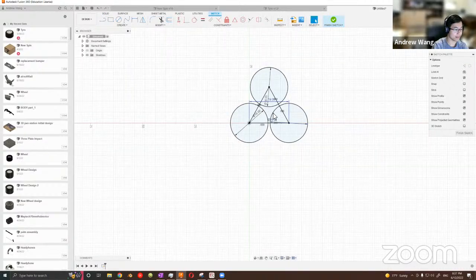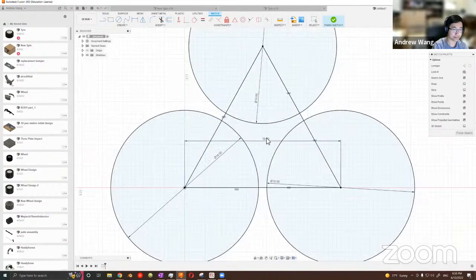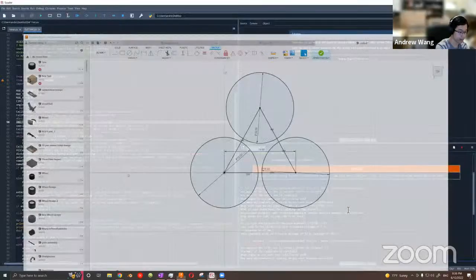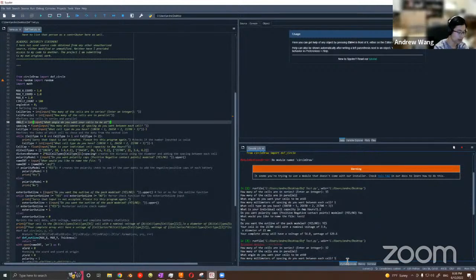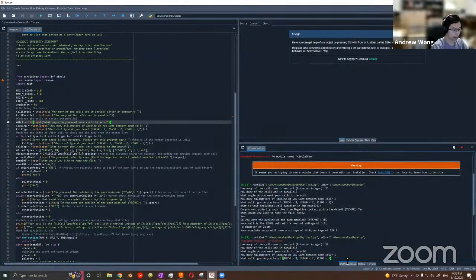That kind of times to the math over here. So let's make it 1 millimeter spacing. And what cell type? I've already pre-programmed each cell type. These are the 3 most common cell types I've used. So 18650, 26650, and 21700 cells. These all vary in diameter, width, length, and usage, but they're all standard and different sizes.